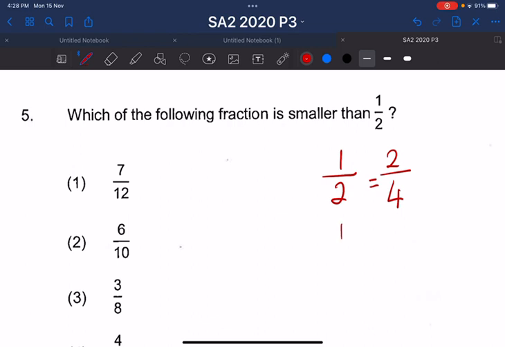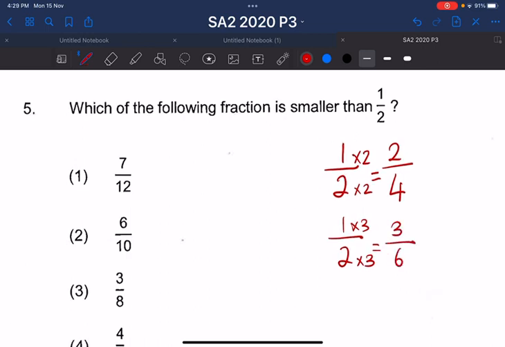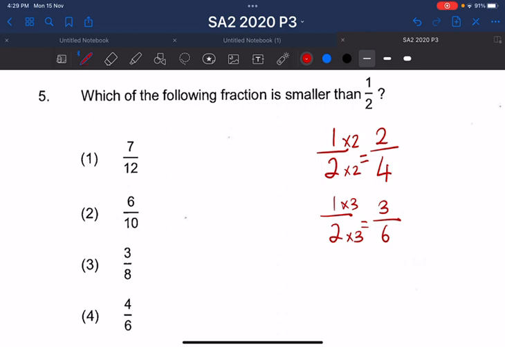Right? Now half can also be, how did I get 2 quarters? Because I multiply it by 2. Now half can also be multiplied by 3, which will give you 3/6. Now of course you can go on and on because it's so fun, right? You can also multiply it by 4. It's going to give you 4/8.